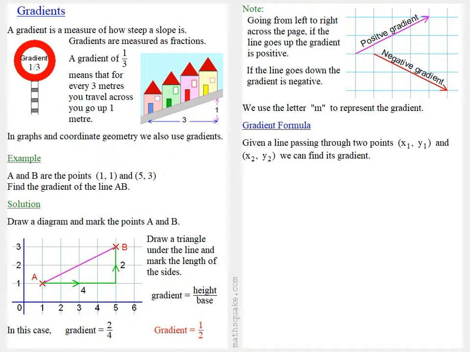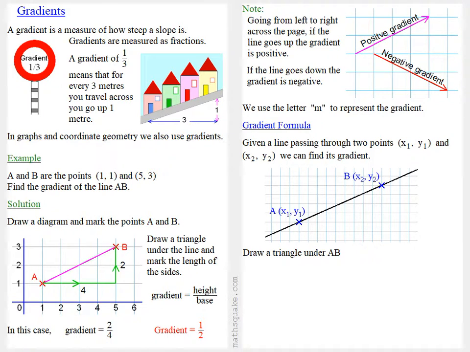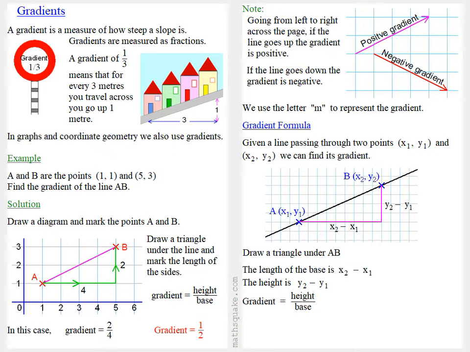So, if we're given a line passing through 2 points, (x1, y1) and (x2, y2), we can find its gradient. In a diagram, draw a triangle under AB. Now the length of the base is x2 minus x1, and the height is y2 minus y1. So the gradient is the height over the base, which gives us that the gradient is given by the formula m equals (y2 minus y1) over (x2 minus x1).